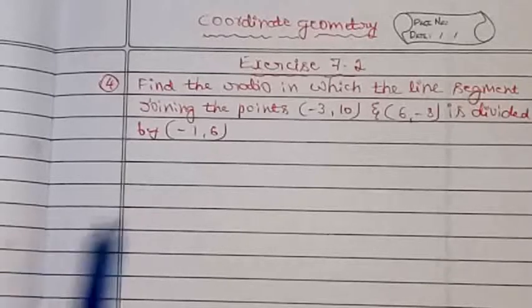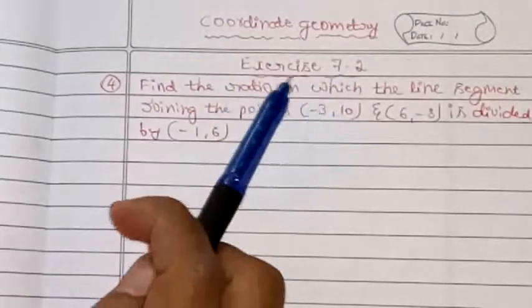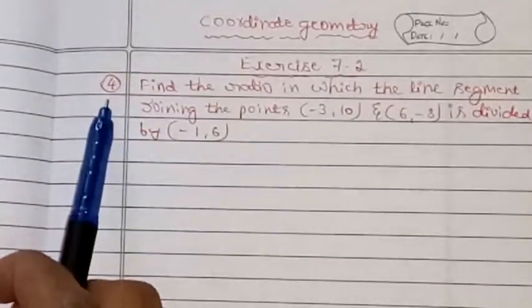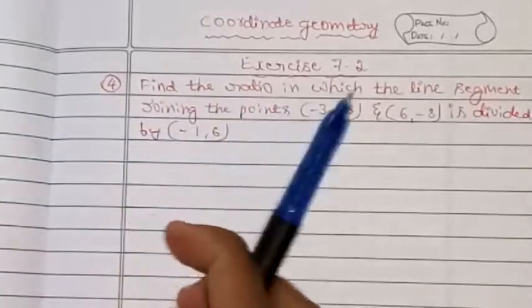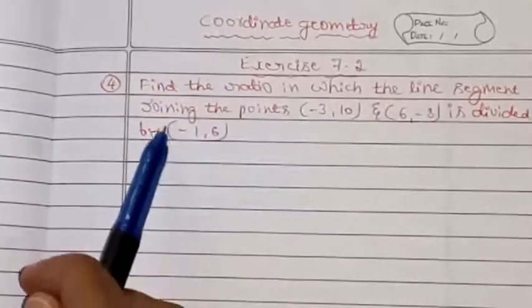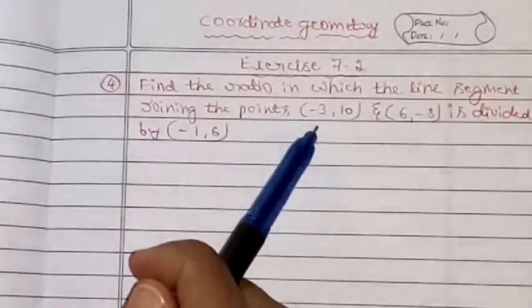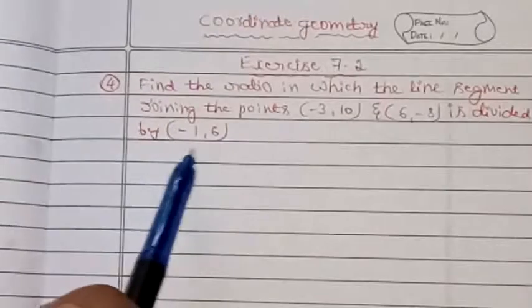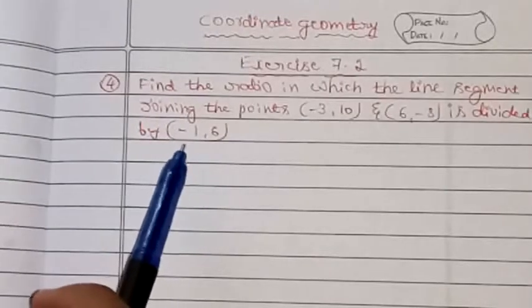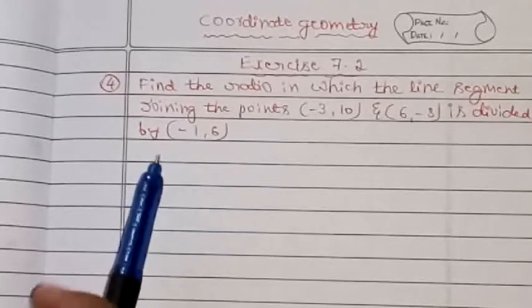So in this video, we will solve the coordinate geometry exercise 7.2, the fourth one. The question is: find the ratio in which the line segment joining the points (-3, 10) and (6, -8) is divided by (-1, 6). Right, children? So this is the question. Now how to solve this?